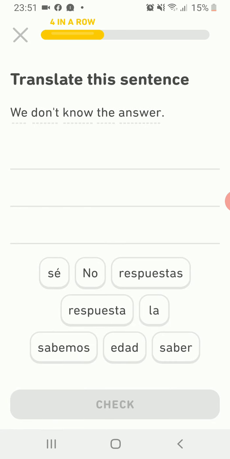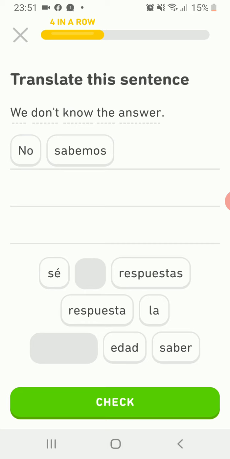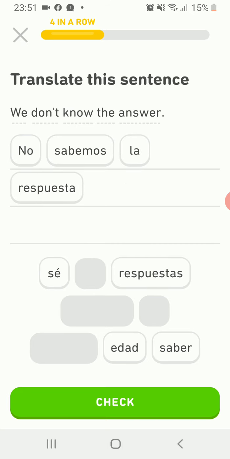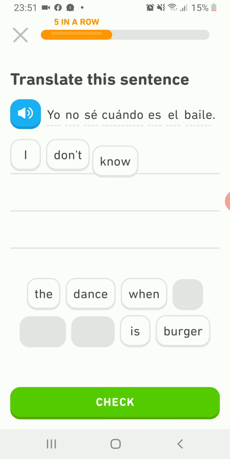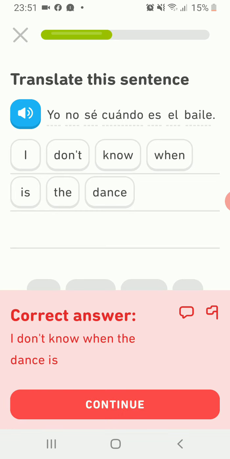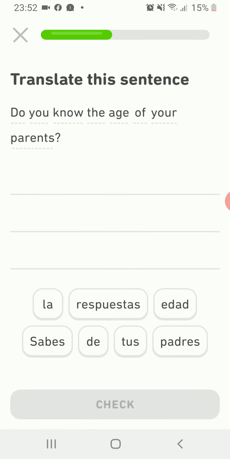And you don't know the answer. We don't know, sorry. No sabemos la respuesta. Yo no sé cuándo es el baile. Baile, of course, is the dance. I don't know when the dance is.